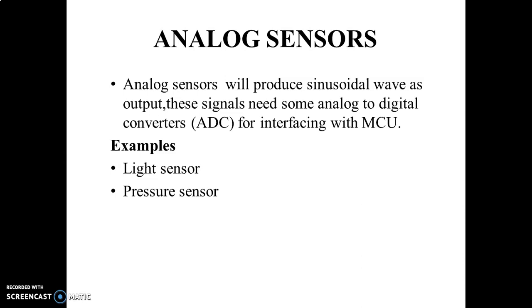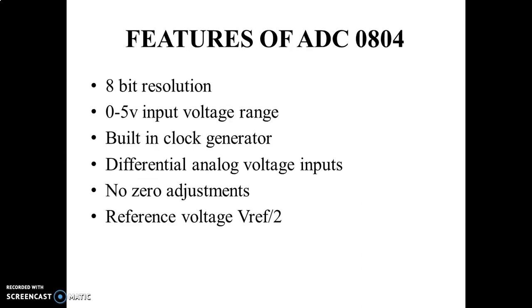Analog sensors. Analog sensors produce a sinusoidal wave as output, and these signals need analog to digital converters for interfacing with the microcontroller unit. Examples are the light sensor and pressure sensor. The features of ADC 0804. In later slides, we will be discussing the interfacing of ADC 0804 with the 8051 microcontroller. Before moving on to that, let us see some of the features of ADC 0804.